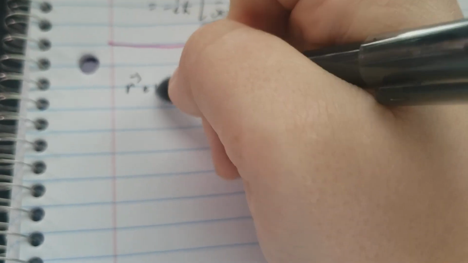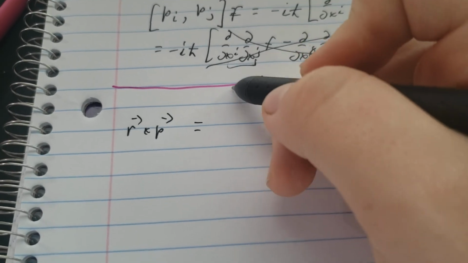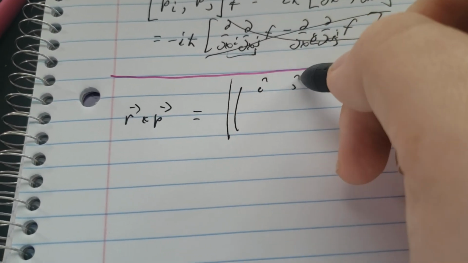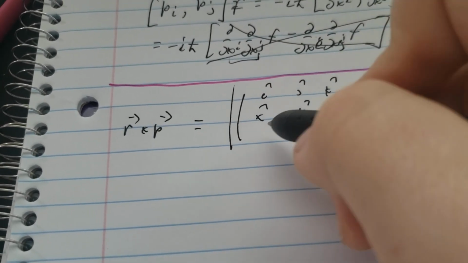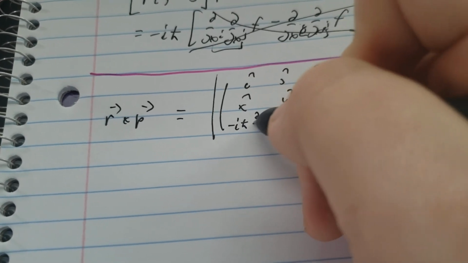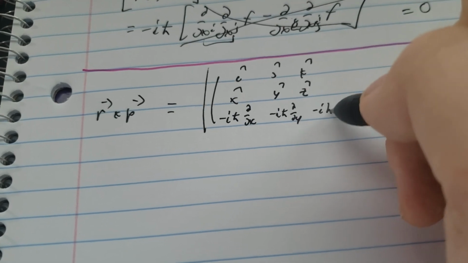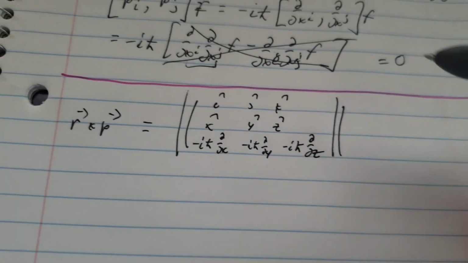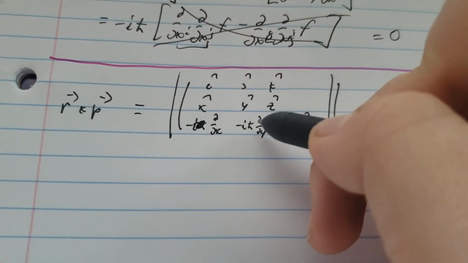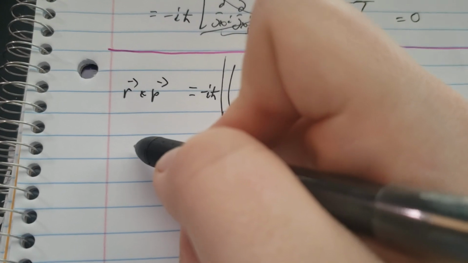So r crossed with p is now equal to the determinant of i hat, j hat, k hat, x hat, y hat, z hat, negative i h bar partial with respect to x, partial with respect to y, partial with respect to z. Well, we can pull out this annoying factor of negative i h bar for each one. Now we're going to perform this determinant.